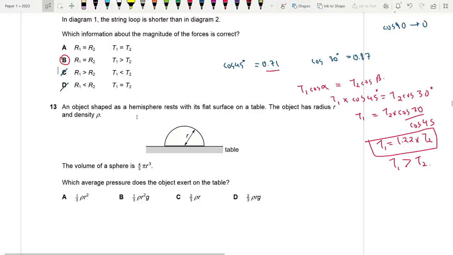An object shaped as a hemisphere rests with its flat surface on a table. The object has radius r and density rho. The volume is this. Which average pressure does the object exert? So this is actually a hemisphere. So what's the volume of a hemisphere?